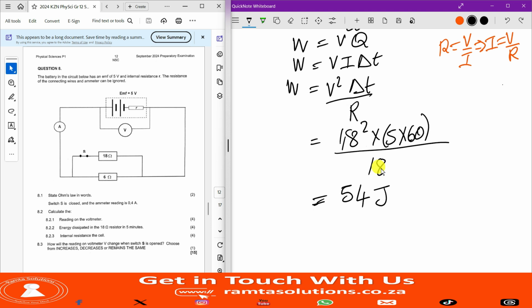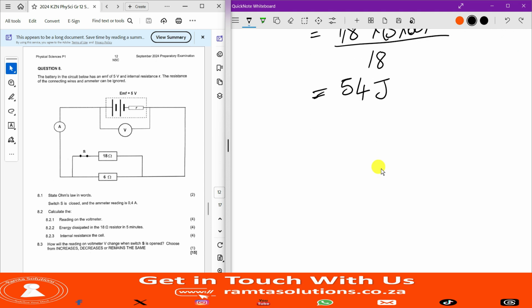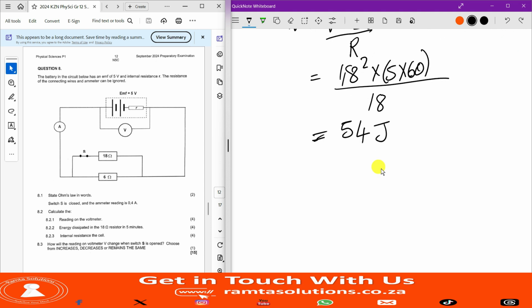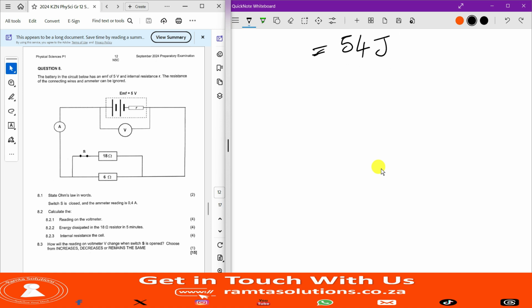Remember, this question is asking for the energy dissipated, not the rate of energy dissipated. Got it? Perfect. Moving on. 8.2.3. You see now we are on the 9th minute approaching the 10th, and we are done with 10 marks so far. We are on the right track.